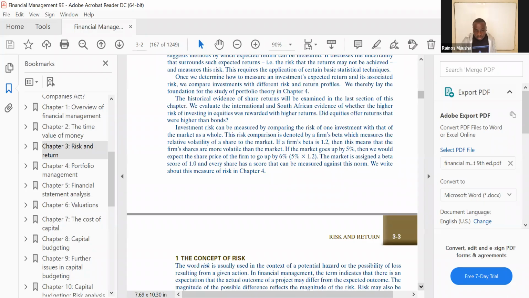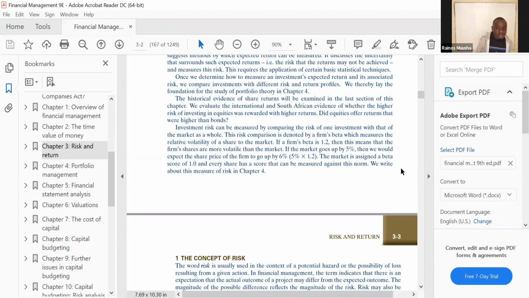So please take note. When you look at the relationship between the beta of the market and the beta of the security, the beta of the market is always assumed to be 1. So please take note of this. The beta of the market is always assumed to be equal to 1. So here they say the market is assigned a beta score of 1, and every share is a score that can be measured against this norm. So we write about this measure of risk in chapter 4. So please take note, the beta of the market is always going to be assumed to be 1.